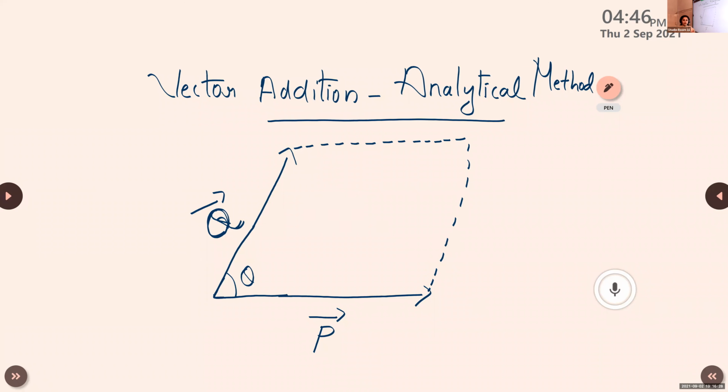In order to apply the parallelogram law, we consider a parallelogram. For that, we draw a line parallel to vector P and draw another line that is parallel to vector Q, and name the parallelogram O, A, B, C. So it becomes a parallelogram with the name OABC.